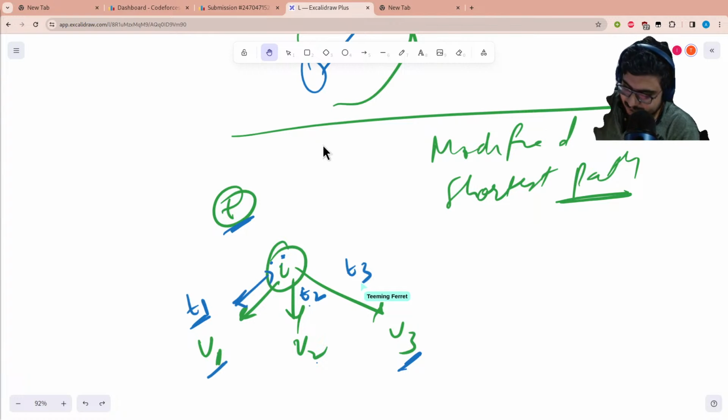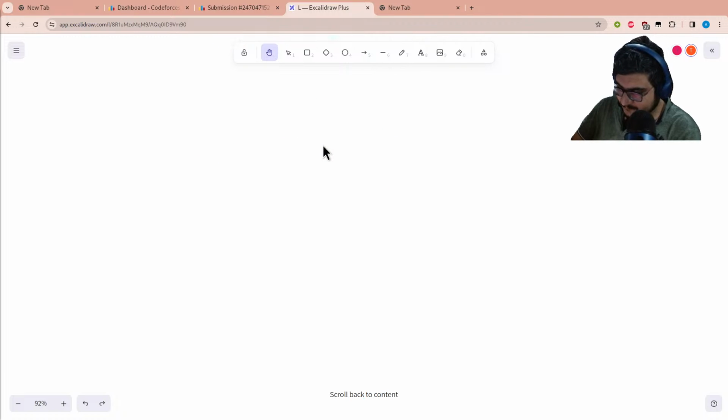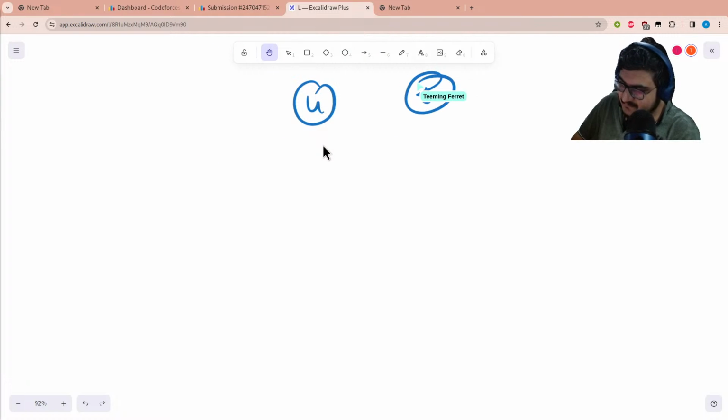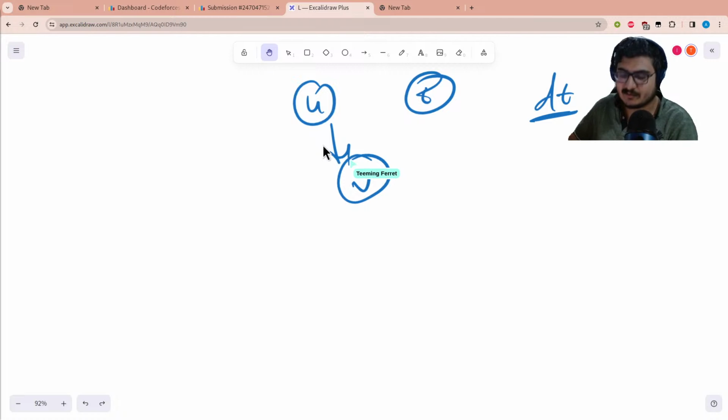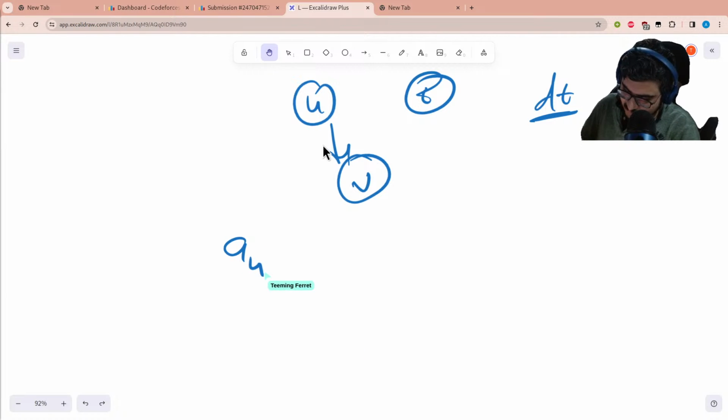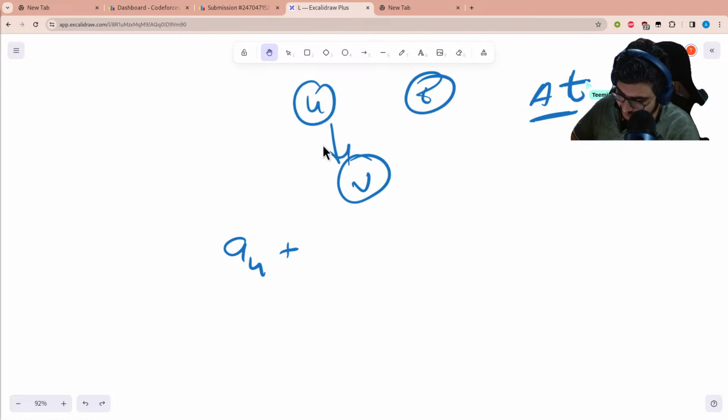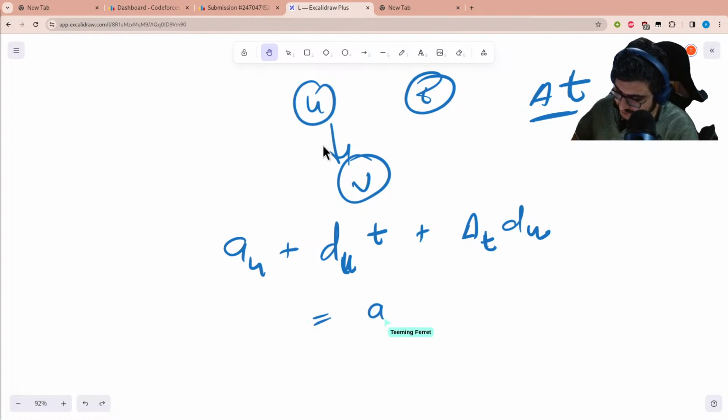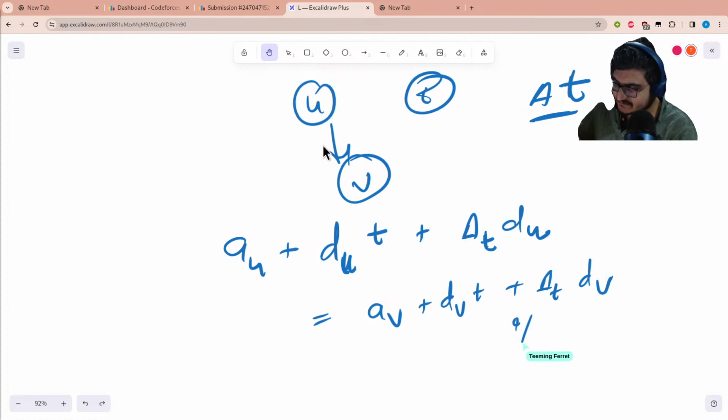And the way I modeled it was, let's say we have reached u at time t, and we want to find dt, the next time when its neighbor v would be at the same level as the current node u. Then we can write the equation as: au plus the time you are taking for each move plus delta t, let's call it delta t, into du should be equal to av plus dv t plus delta t dv, and everything is modulo h.